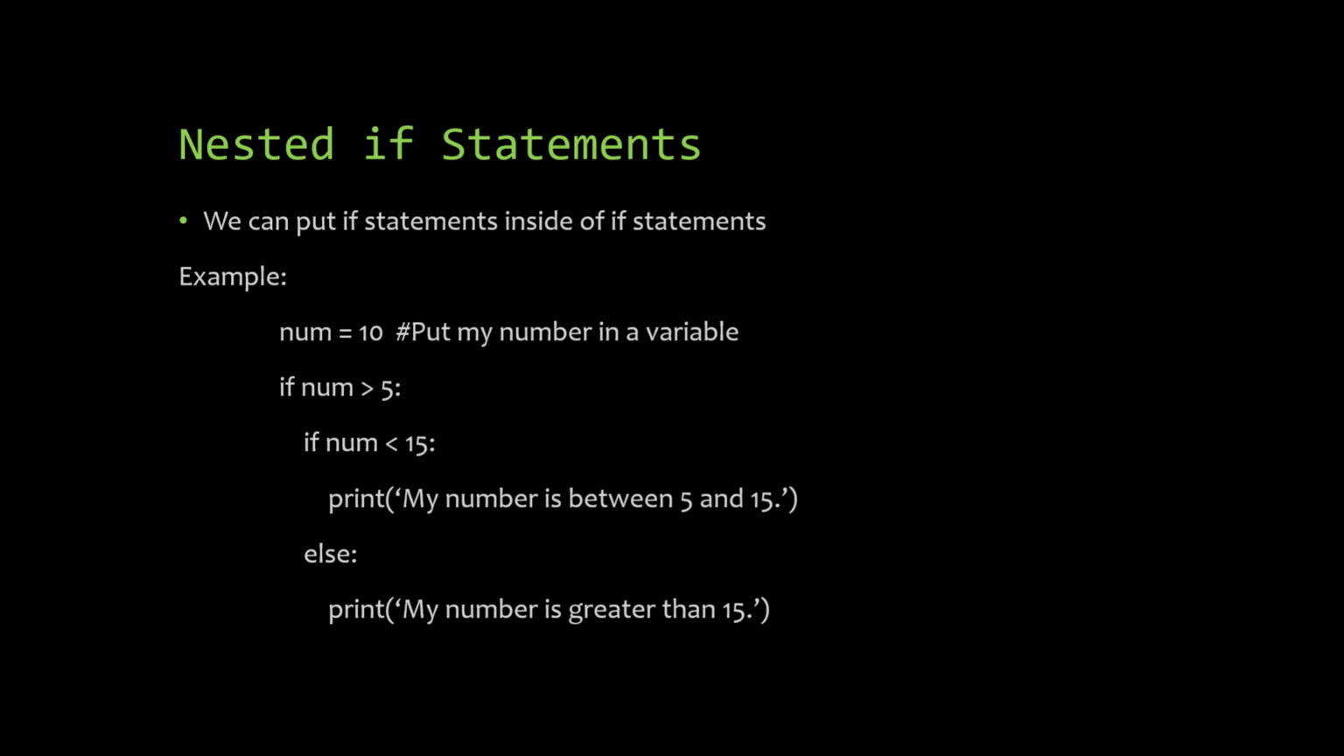And then on top of that, we can put if statements inside of if statements. And we call this a nested if. So in this case, I have my num is 10, and I'm saying if num is greater than 5, which it is greater than 5, then I'm going to look at my next if statement that is in the block of code underneath my first comparison. And then I ask if num is less than 15, and 10 is less than 15. So I'm going to print my number is between 5 and 15.